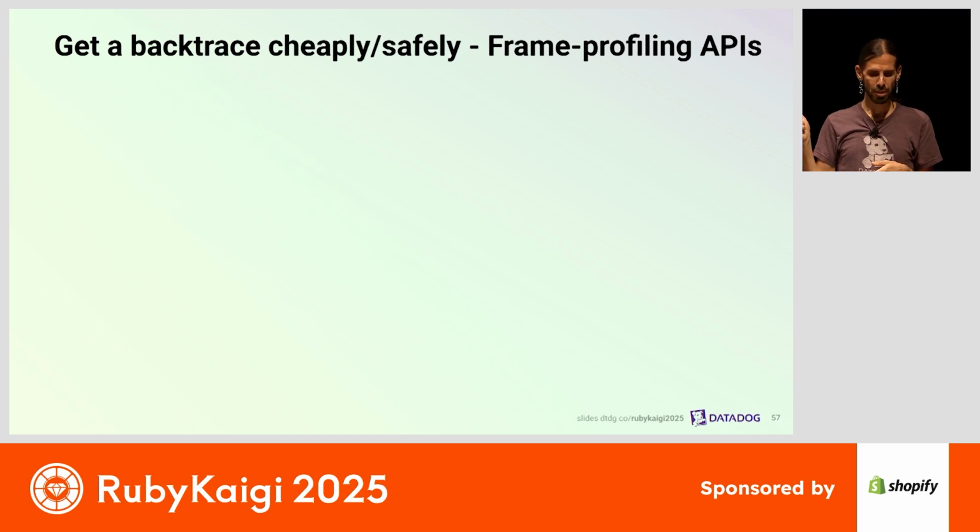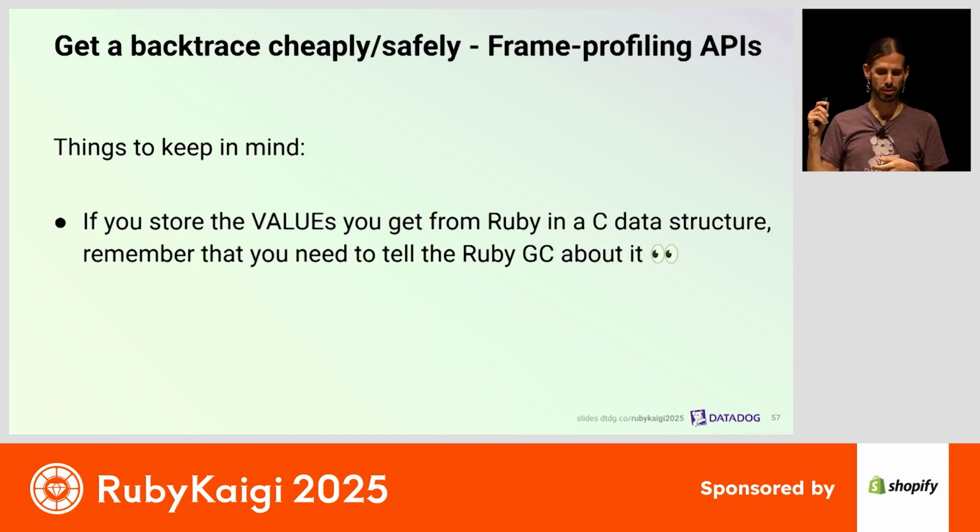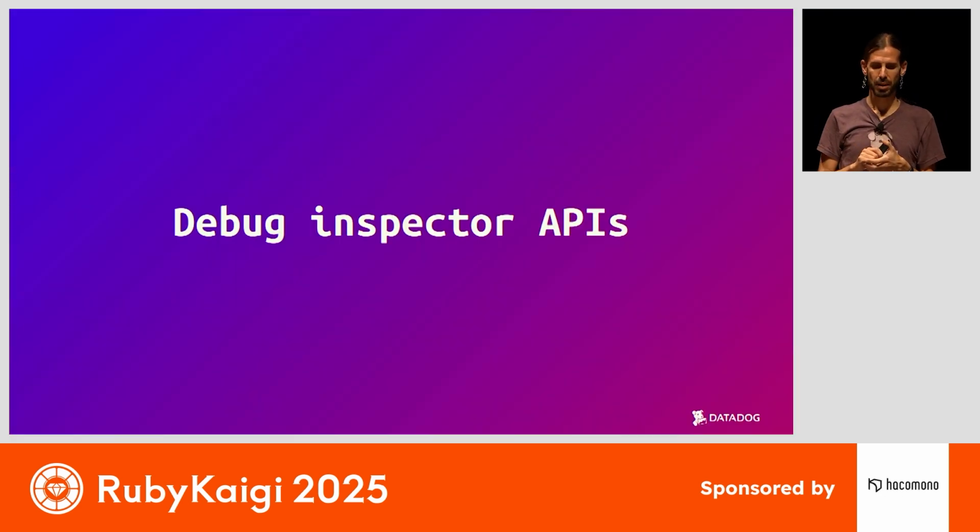OK, things to keep in mind when you use this kind of thing. If you store the values you get from Ruby in a C data structure, remember that you need to tell the Ruby GC about it. This is a general thing for every Ruby native C extension, but it's easy to forget. Oh, I'll just add this here, and I forgot to tell the Ruby garbage collector about it, and you will create problems. OK, let's talk about the debug inspector APIs.